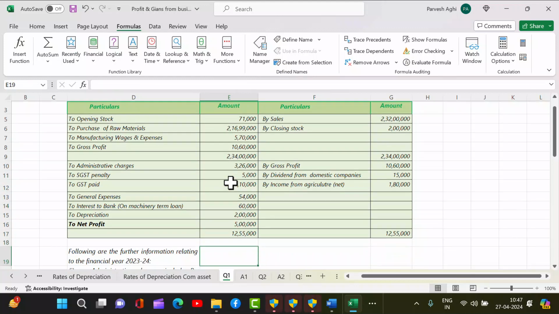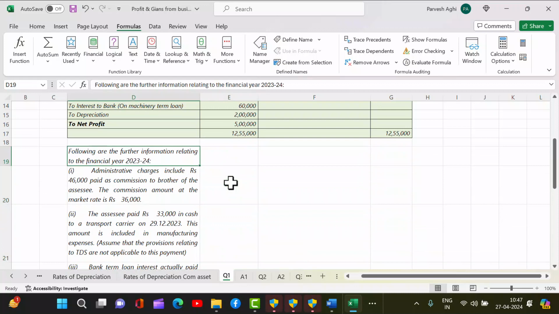Now there is some information which is given. Read this, Kishore. Following are the further information relating to the financial year 23-24. Administrative charges include rupees 46,000 paid as commission to brother of the SSC. The commission amount at the market rate is 36,000.